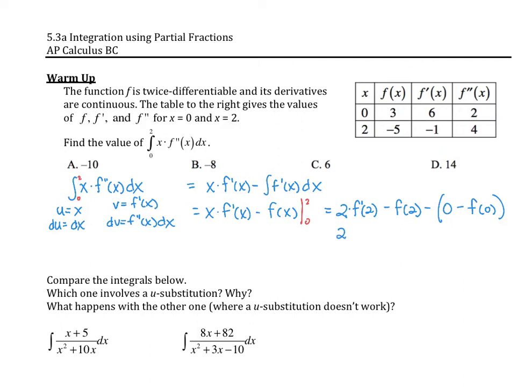So 2 times the derivative evaluated at 2 would be 2 times negative 1. F at 2 is negative 5. Oops, sorry, yes, it'd be negative 5, so it was minus negative 5 minus 0 minus 3 for f of 0. So now I just evaluate this, and when we evaluate this we get 6, so we know the answer would be C.